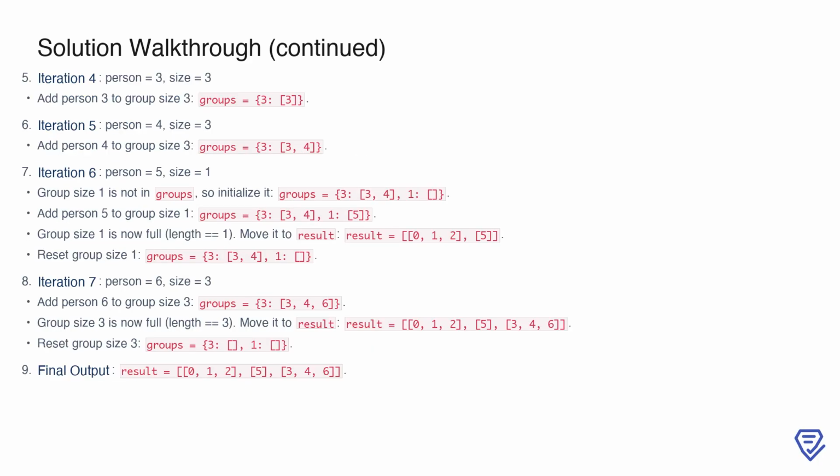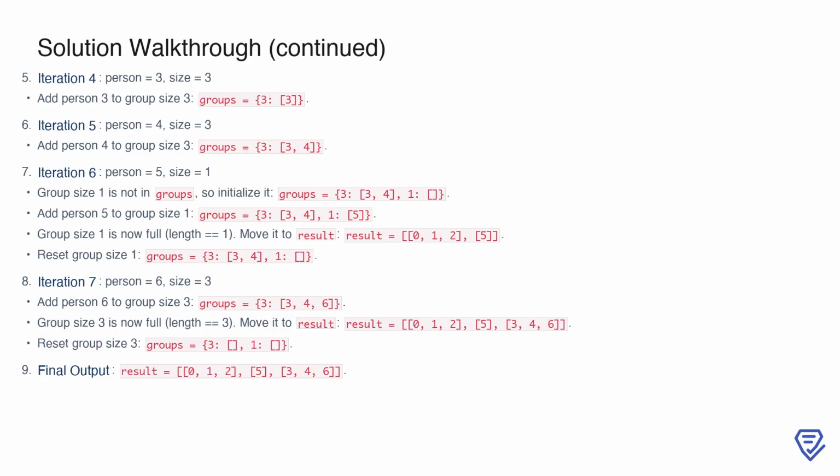Continuing, person 3 also has a group size of 3. We add them to the list for group size 3, so groups becomes 3, 3. Similarly, person 4, who also belongs to group size 3, is added to the list, updating groups to 3, 3, 4. Now we encounter person 5, who has a group size of 1.